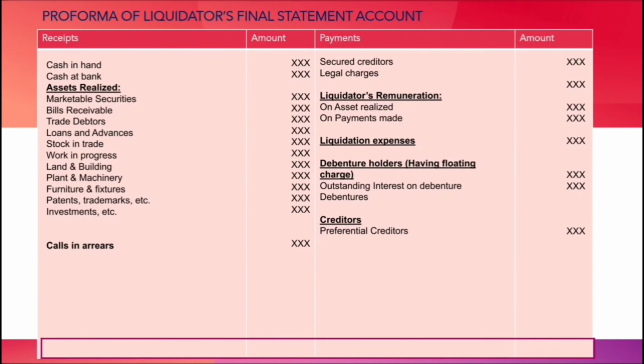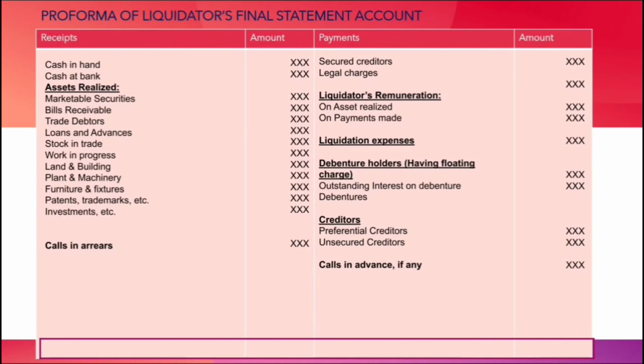After paying preferential creditors, unsecured creditors have to be paid. After paying unsecured creditors, calls in advance, if any, have to be paid. If any shareholder has paid the call money before the calls were made by the company, such call money is called calls in advance. If there are any calls in advance, after paying the unsecured creditors, the calls in advance money has to be paid by the liquidator to the concerned shareholders.